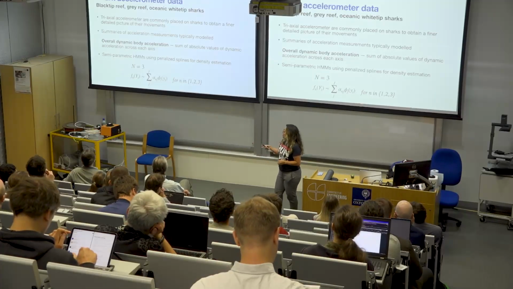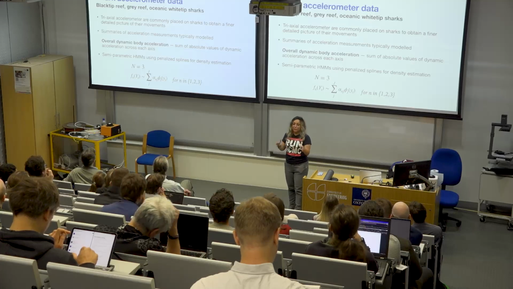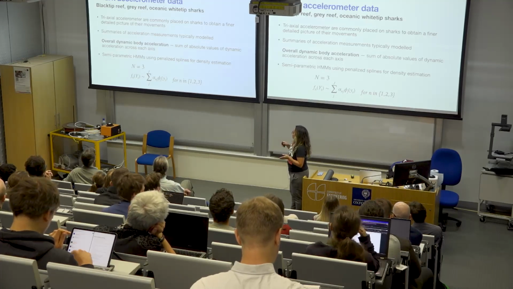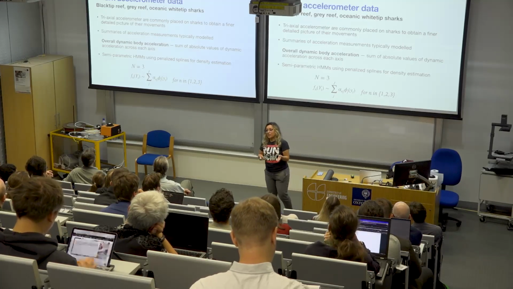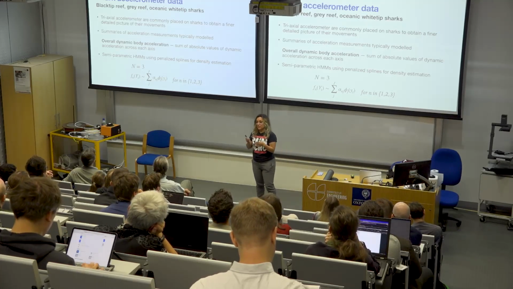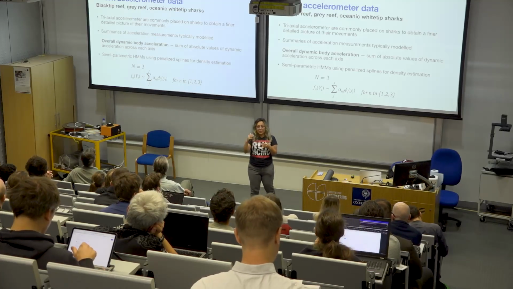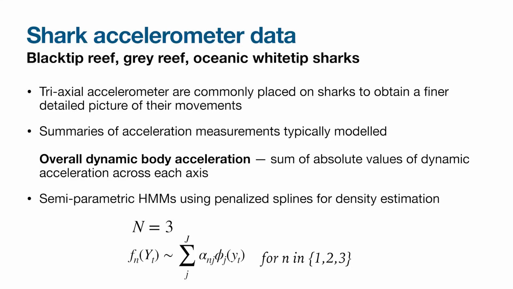So the next project I worked on, which actually started at the same time with these people, was shark accelerometer data. There's blacktip reef, gray reef, and oceanic whitetip sharks. A lot of the data that I work with is accelerometer data, which basically records acceleration in 3 dimensions, so forward and back, left to right, and up and down. These devices can record, you can set them to like 40 hertz, so you're getting 40 observations per second.